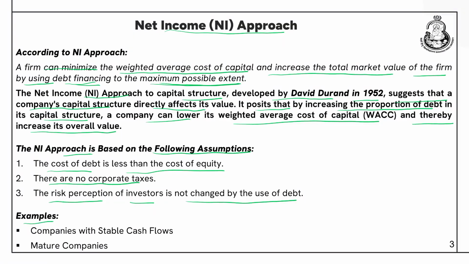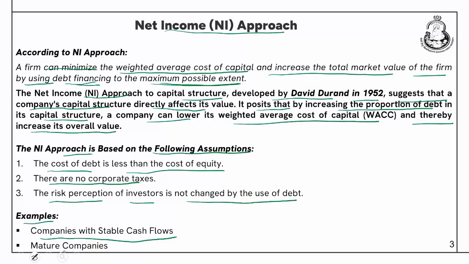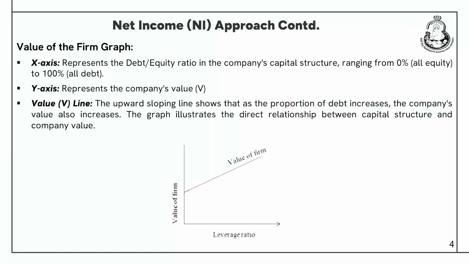Now, taking a few examples where this theory can be seen. Companies with stable cash flows, companies which have a regular income, can use more debt because they can pay interest regularly and they can increase the market value of the firm and decrease the overall cost of capital. Similarly, mature companies can also do the same. They can employ more debt and increase the market value of the firm and decrease the overall cost of capital. Now, let us see the graph of the net income approach. So, the value of a firm, right.